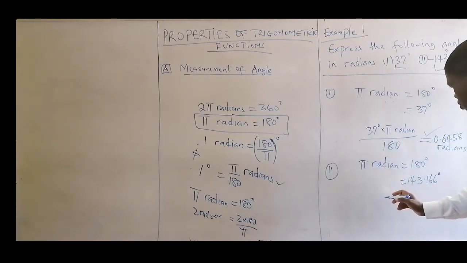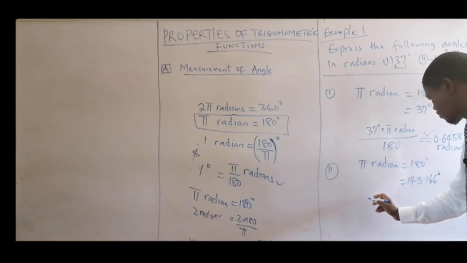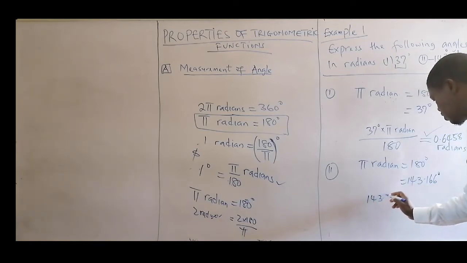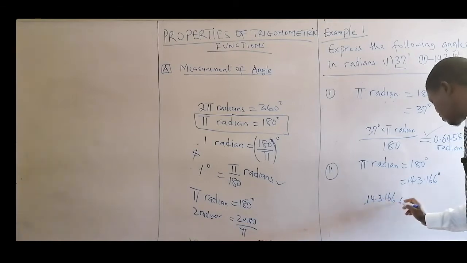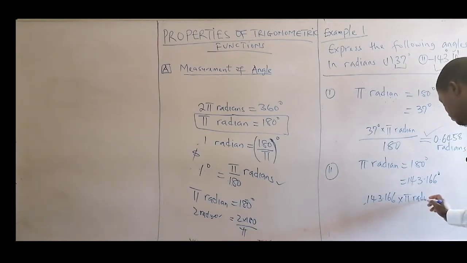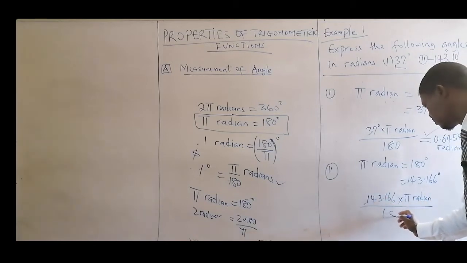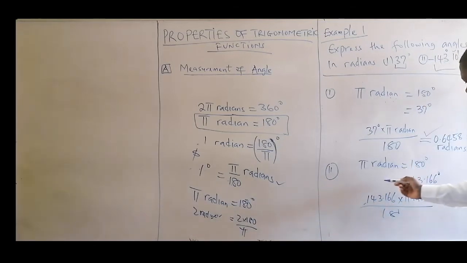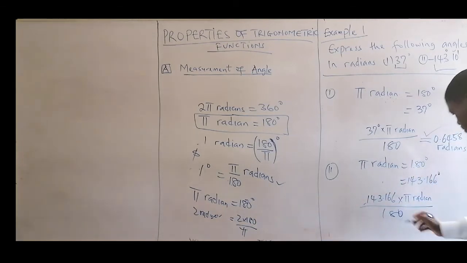Then cross multiply. So now your answer will be equal to 143.166 times pi radians all over 180. This is complete, and the one that is not complete, divide by that value. That's over 180. So if you take a calculator, that will give you minus 2.499 radians. So that's just that on that aspect.